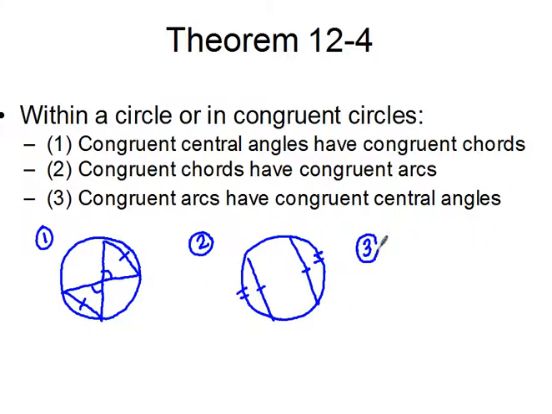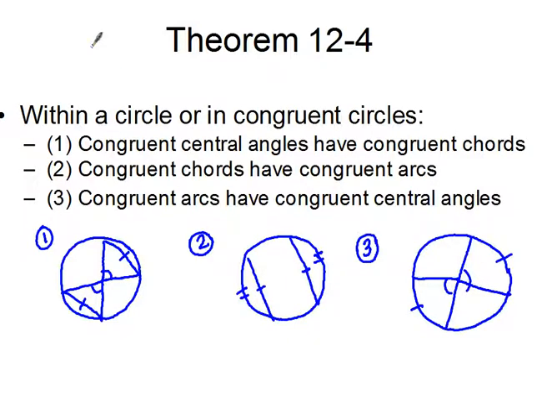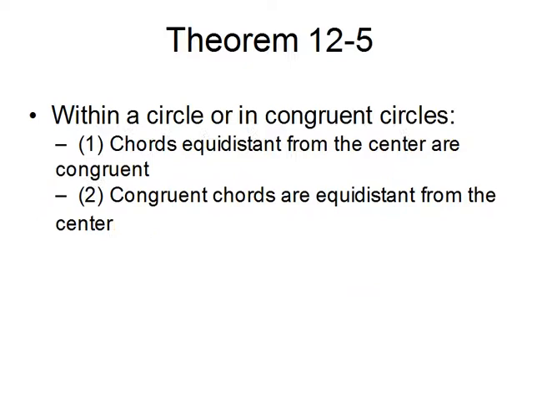And then part three, if you have congruent arcs, then you have congruent central angles. So it's actually backwards of part one. So if you have an arc created out there and an arc created out here, and they're congruent, then that means these angles in here are congruent. Okay? Lots of problems that come out of this.